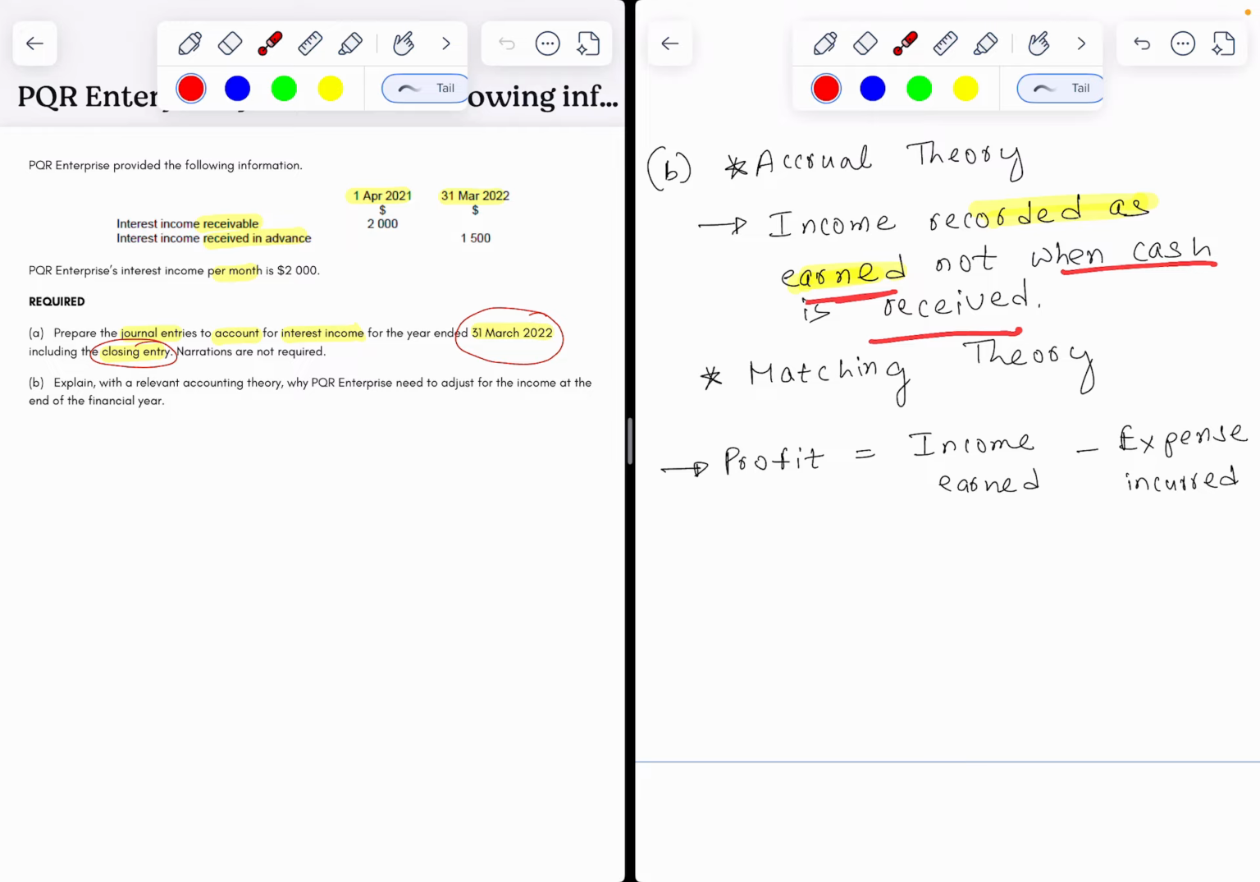Therefore, in our income statement or the statement of financial performance, when we report our interest income, we will exclude the amount which we have not earned, which refers to the current liability that we have at the end of the period at 31 March 2022. Okay? Then another theory you could discuss is the matching theory, which states that profit is simply calculated as the difference between income that we have earned and expense that we have incurred. So the key words here are earned and incurred.